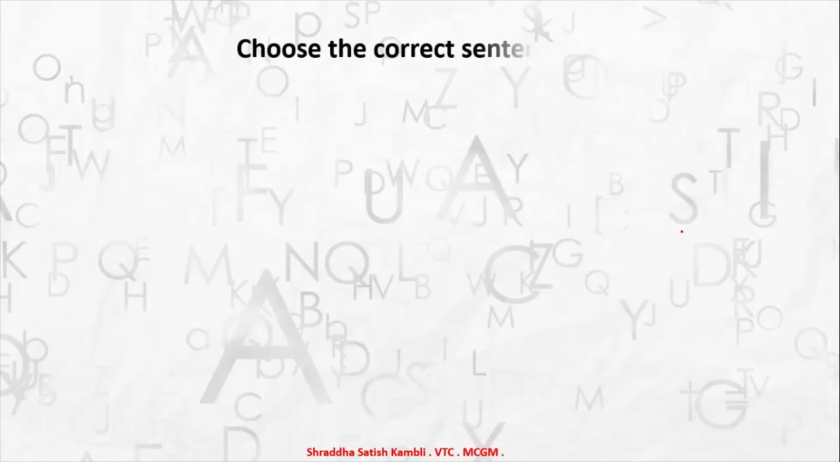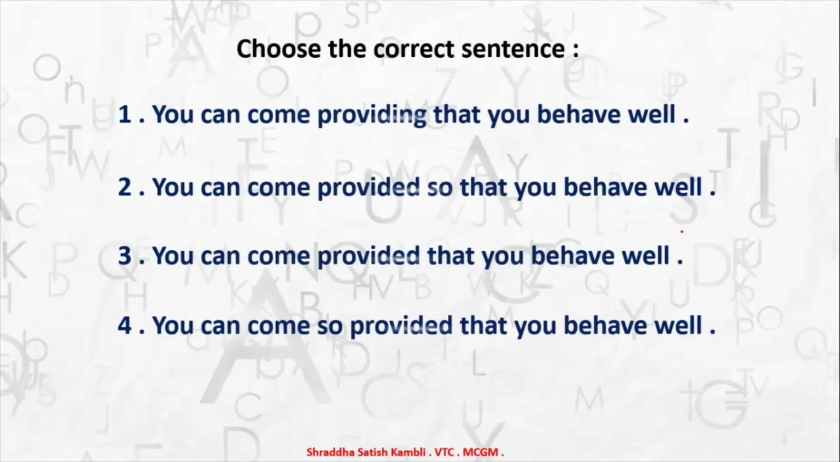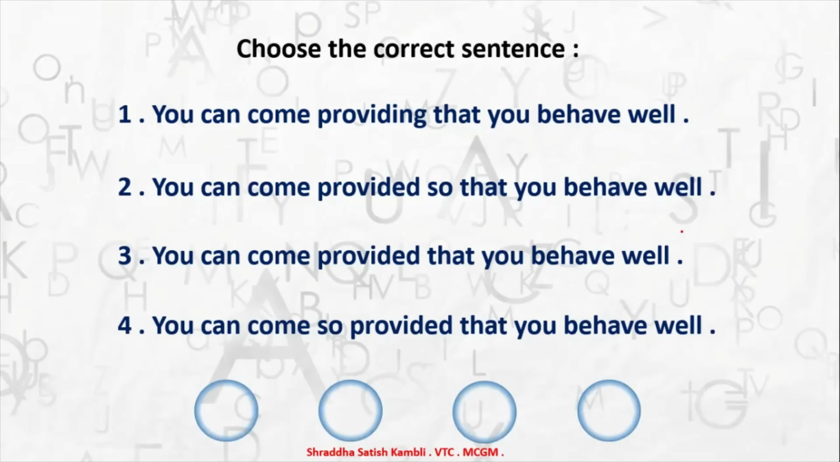Coming to the last one. You can come providing that you behave well. You can come provided so that you behave well. You can come provided that you behave well. You can come so provided that you behave well. So what is the correct answer? It is the third one. You can come provided that you behave well. That is, I will take you along. I don't have any problem with taking you along, but you should behave well.